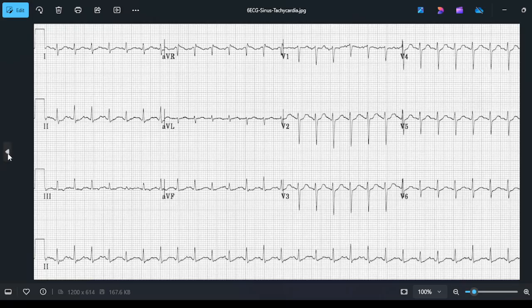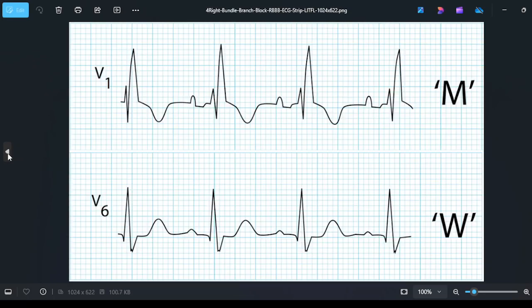Okay, so next we will go to bundle branch blocks. Okay, this is a small brief about bundle branch block. See, this one is a right bundle branch block. Okay, this is the pattern of right bundle branch block. So whenever you see that the rhythm strip shows that the heart rate is fine, it's normal. Okay, it is not very fast.